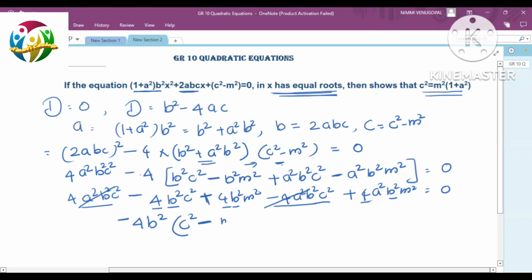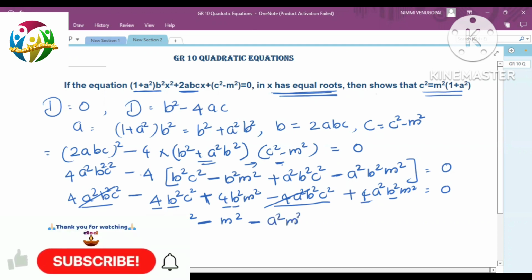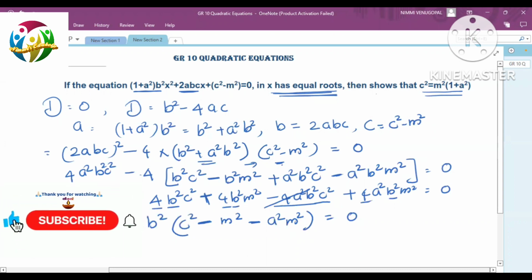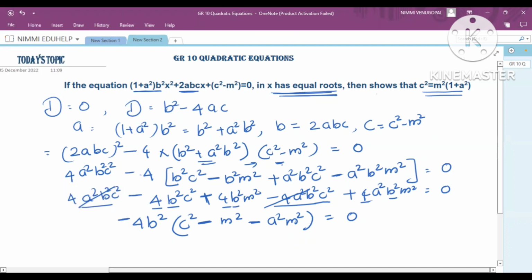So what is the balance coming? m square. Now I need to get positive again. So that means minus is already outside, no? So I have to keep minus inside. Then only minus into minus, plus I will get when I open the bracket. So what is the balance there? 4b square is already outside, no? So what is the balance? a square m square. Close the bracket. That is equal to 0. Now this is minus 4b square into (c square minus m square minus a square m square) is equal to 0.